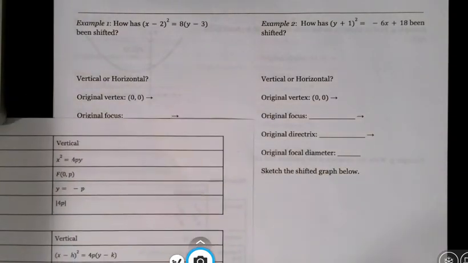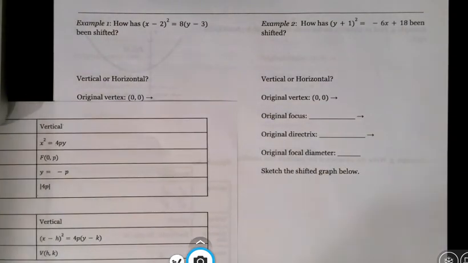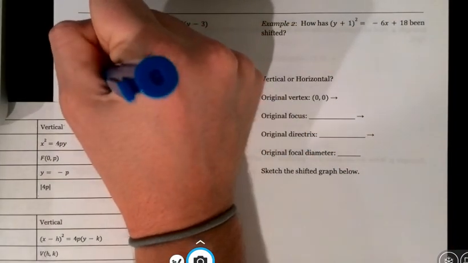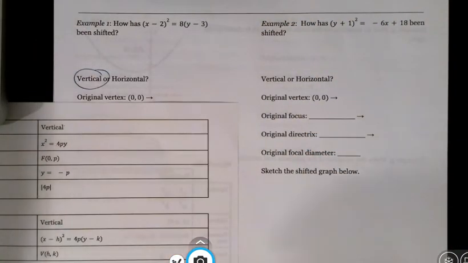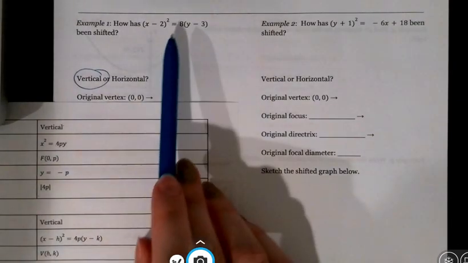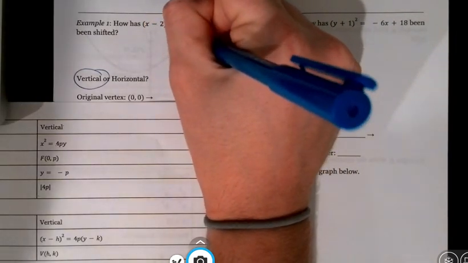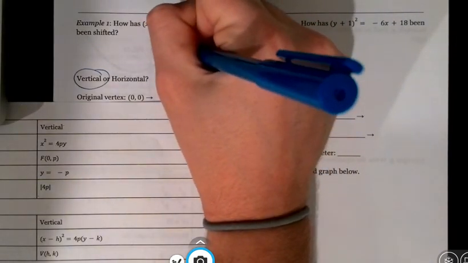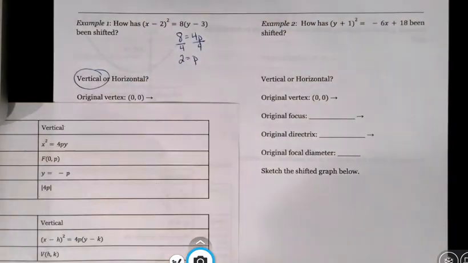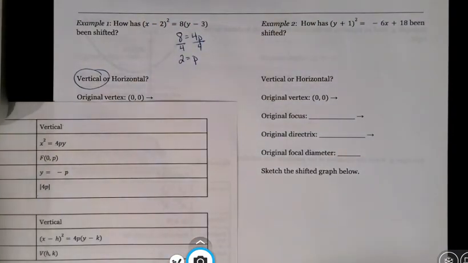So I'm going to make a note of this. It is vertical, so I'm going to circle that. I want to try to find my p value. My 4p is whatever's in front of my parentheses here. So I can say 8 is equal to 4p and solve this. So I get 2 equals p. That's important because that is what my focus is based around, my directrix, and my focal diameter.